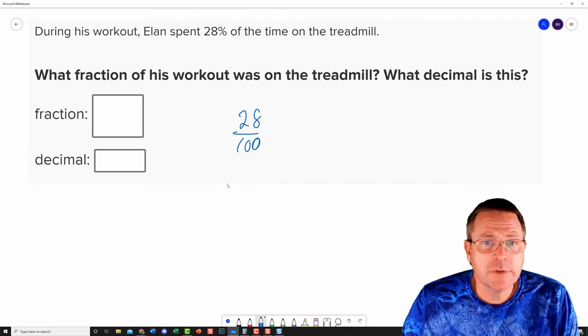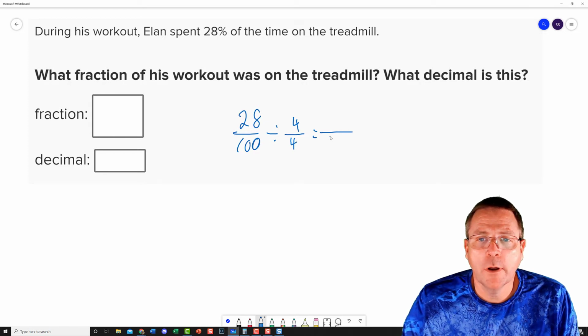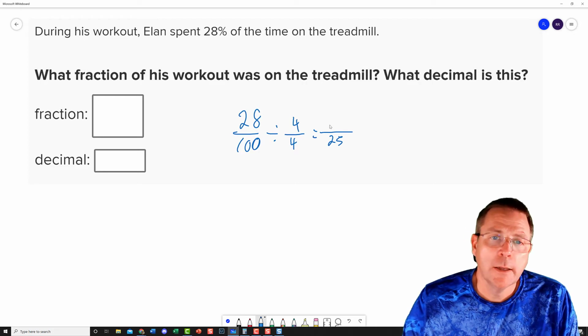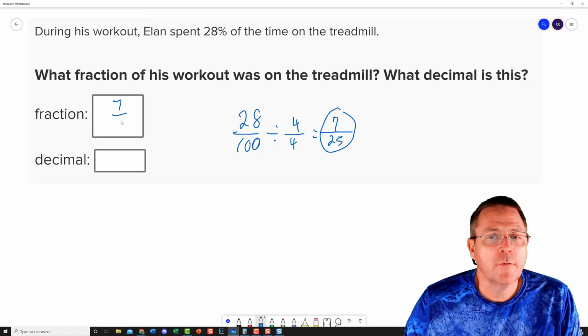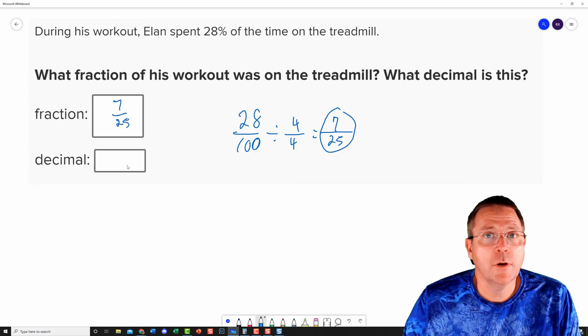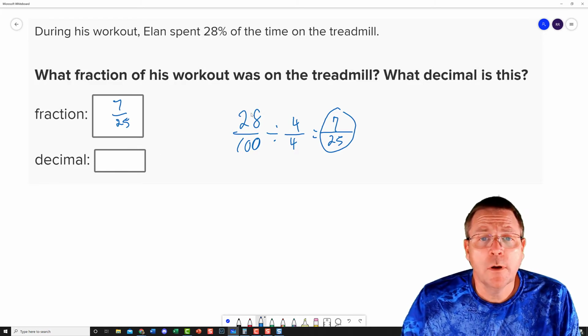But that problem is not in simplest form. So I'm going to have to divide top and bottom by the largest number that will go into both, and that's going to be 4. 4 goes into 100 25 times, and 4 goes into 28, let's see here, that's going to be 7 times. So our simplest terms answer should be 7 over 25, which I believe is what they're going to look for here. And the decimal is going to be even easier. Read your number, 28 hundredths, 0.28.